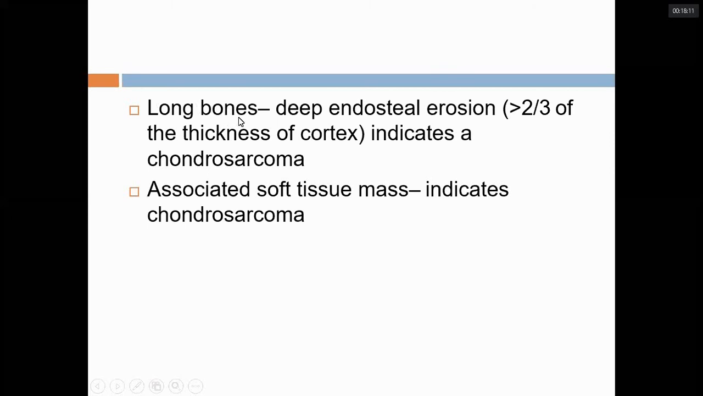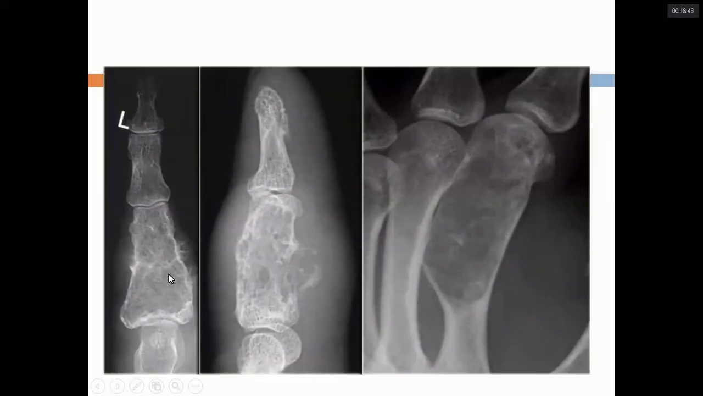In long bones, deep endosteal erosion greater than two-thirds of the thickness of the cortex indicates a chondrosarcoma. Sometimes if the tumor is associated with a soft tissue mass, then the enchondroma has turned into a malignant tumor. The benign tumor has turned into a malignant tumor. The malignant version of enchondroma is chondrosarcoma. This is the chondrosarcoma.